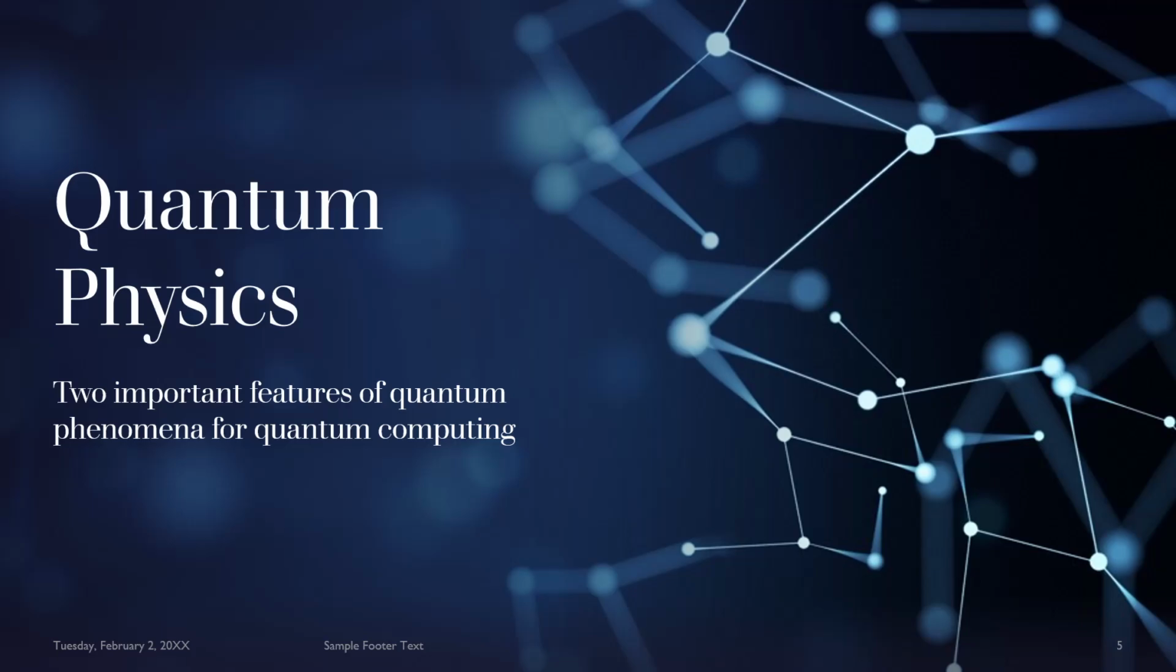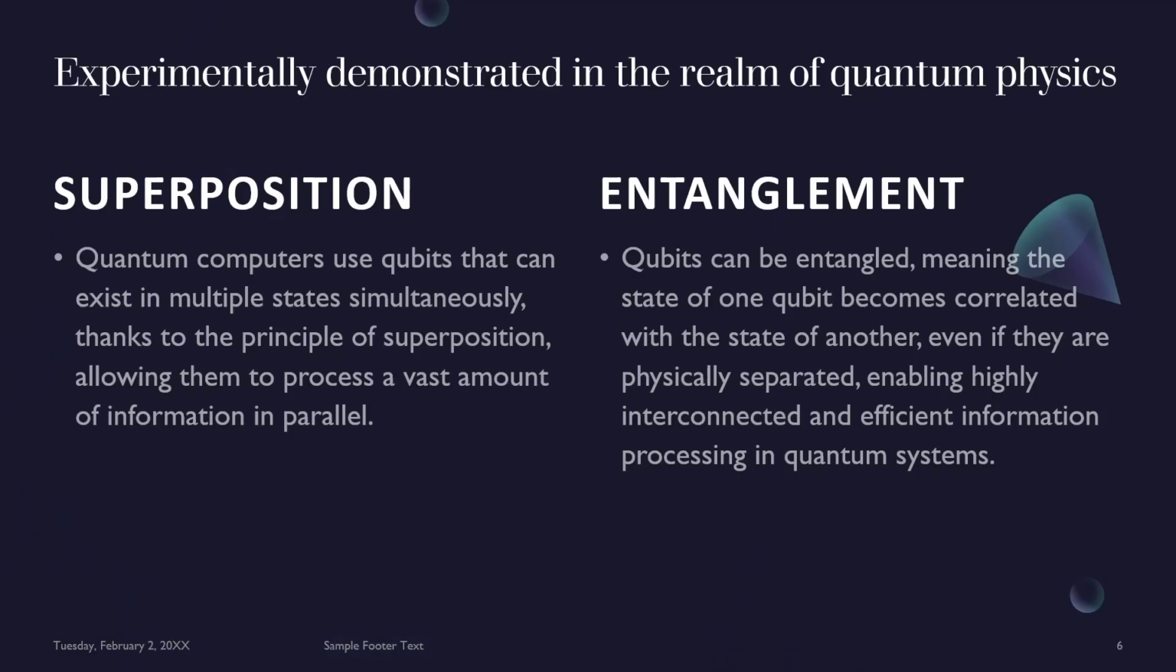It's quantum superposition and then entanglement. These two phenomena have already been proved by experiments in quantum physics. Superposition is when one particle has multiple states before we measure. So a quantum computer uses qubits that can exist in multiple states simultaneously, and we can use this phenomenon for quantum computing speedups.